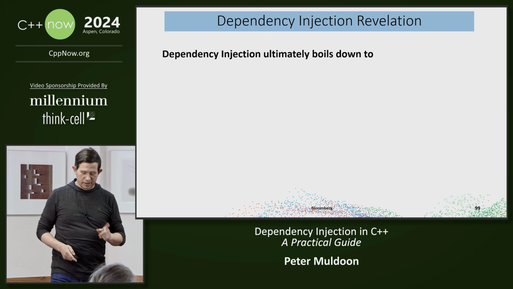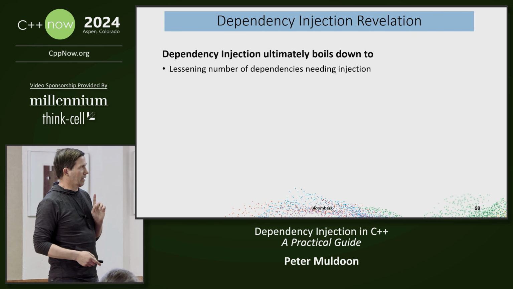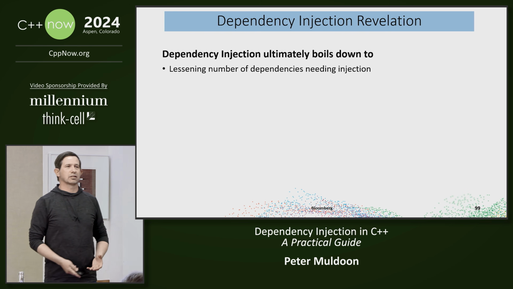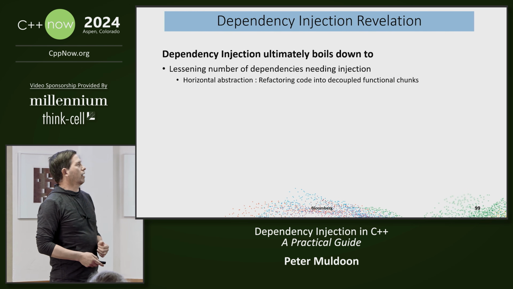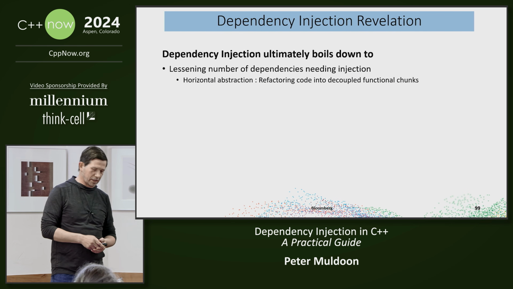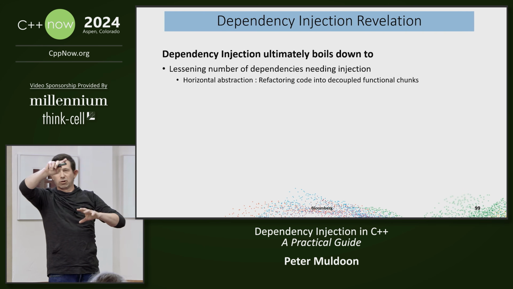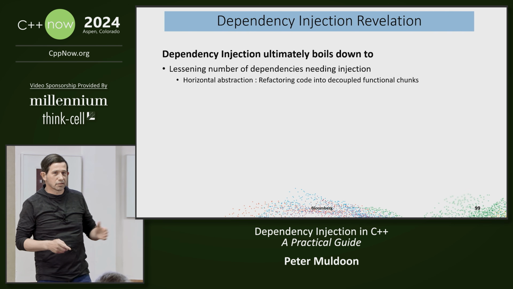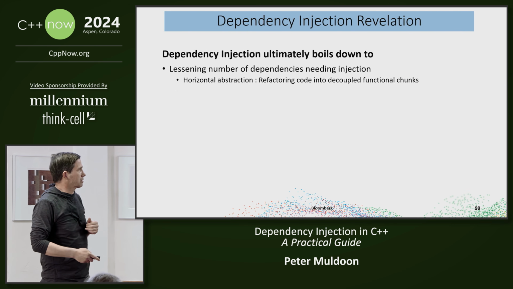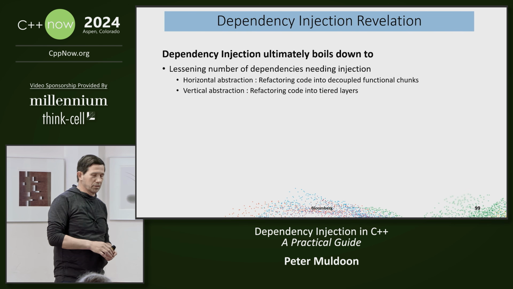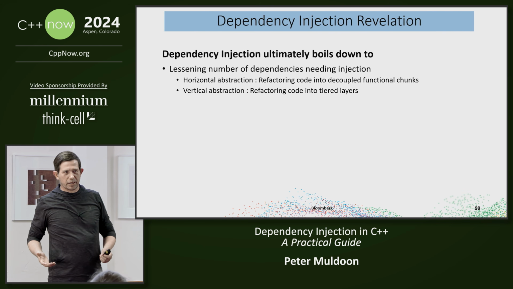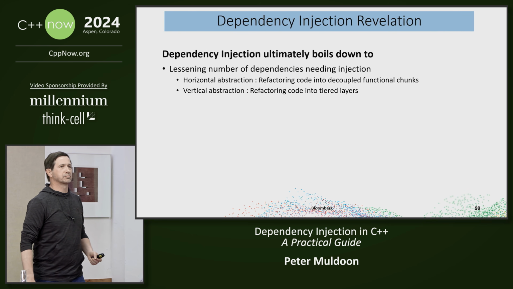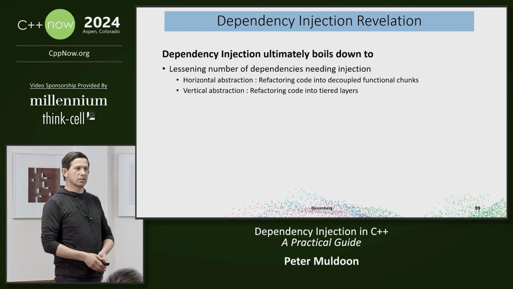So ultimately, dependency injection boils down to lessening the number of dependencies that need injection in any particular functional code block. All right, and I say you have the horizontal abstractions, which is where you grab stuff from all over the place and you pull them in together. That's the one side. I call that horizontal because they're all sort of at the same level, usually free functions. Or vertical abstraction, where you take this class, which has way too much going on in it, and layer it down, right down to base functionality. And I call that vertical abstraction in your code.